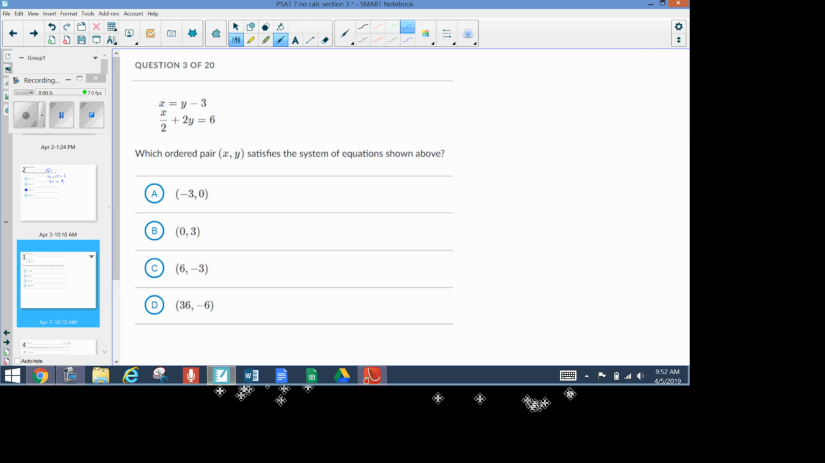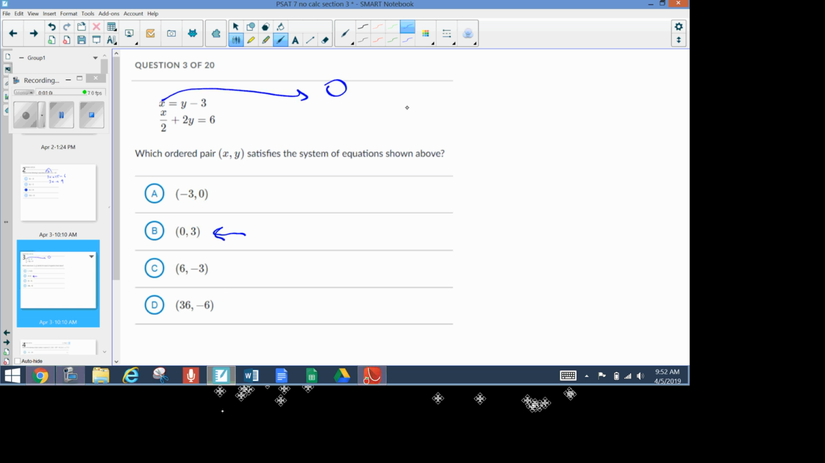And which ordered pair xy satisfies the system of equations shown above? I'm not going to try to solve it since this is a test. I'm checking the answer choices, and this has negative. It's kind of hard to plug it in. 0 and 3, I'll try this one first. X is equal to 0.